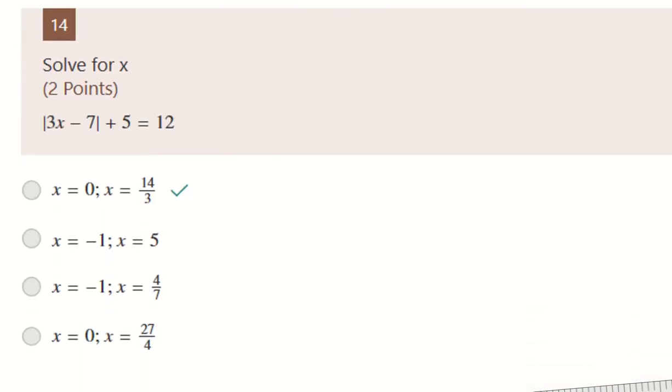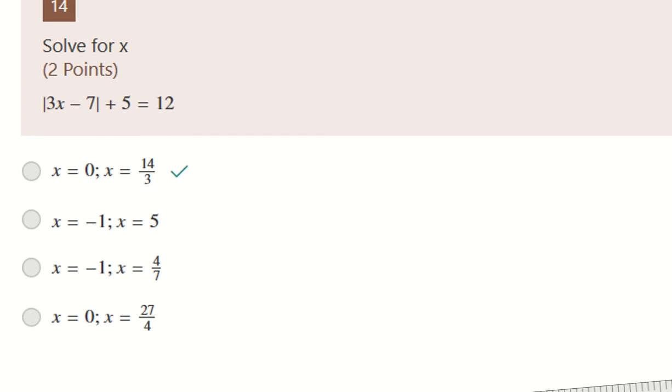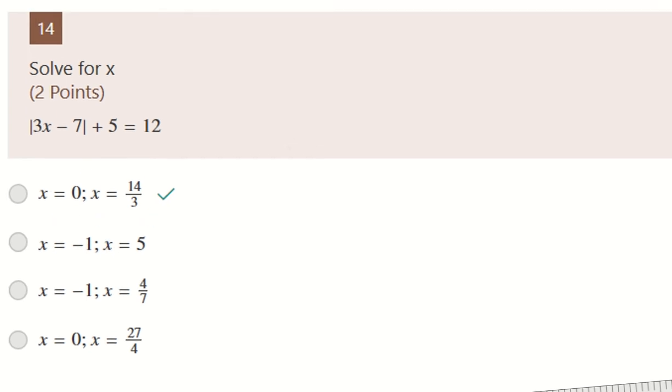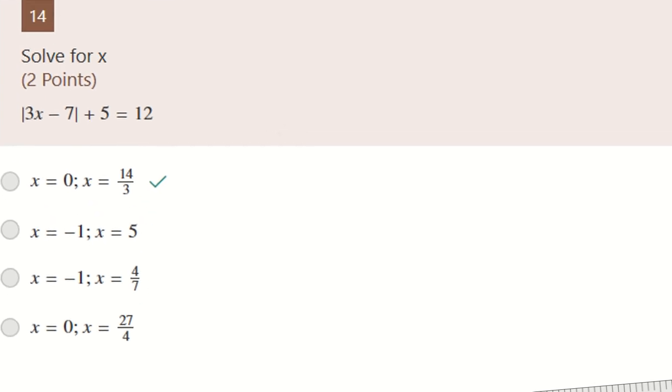Question 14, solve for x. Well, I've got this absolute value equation, right? And the trade-off to get rid of that is I have to come up with two equations. But before I do that, I really need to get the absolute value portion alone. And to do that, I'm going to subtract 5 on each side. So I end up with the absolute value of 3x minus 7 is equal to 7.